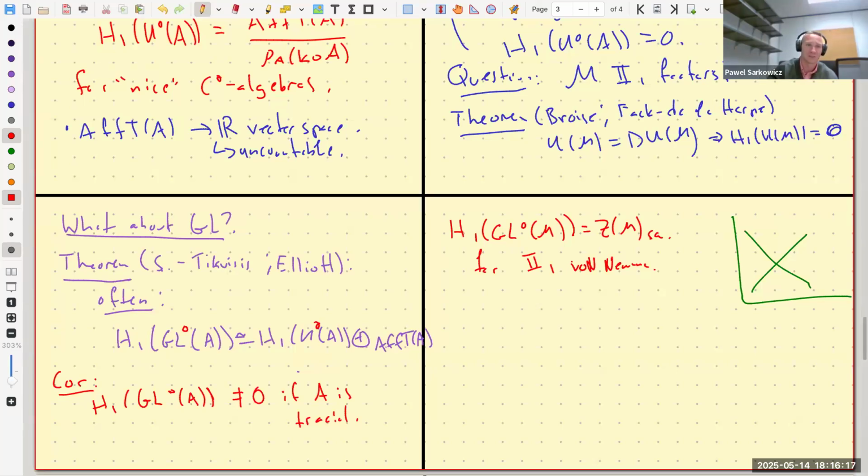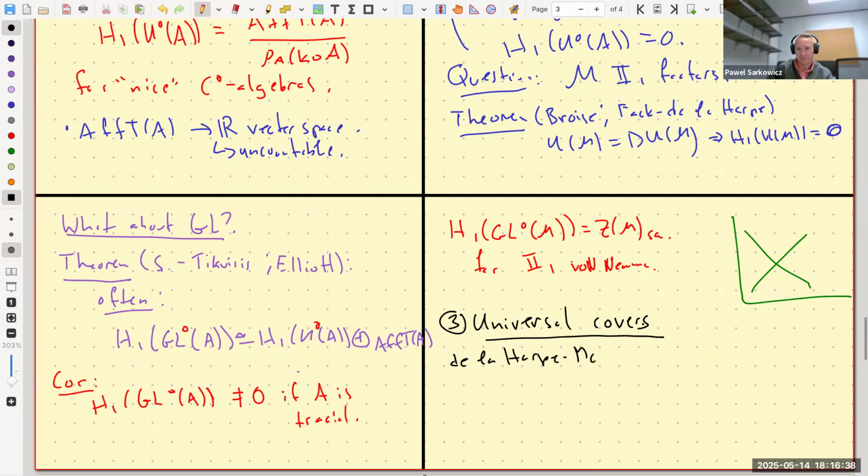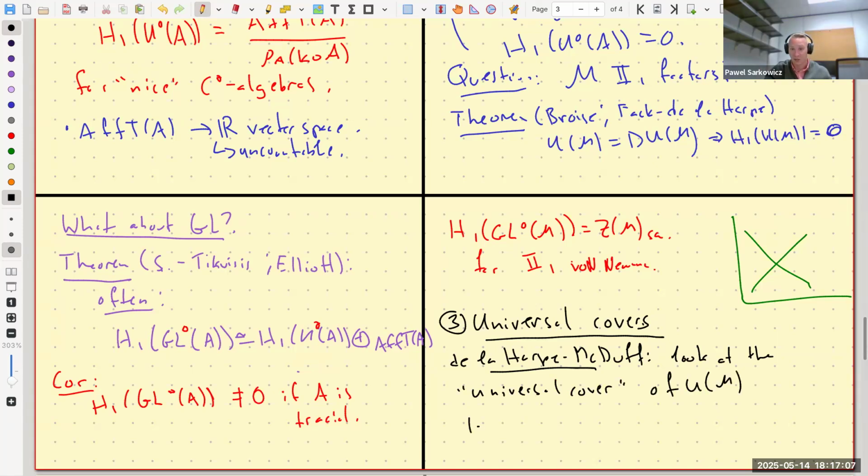So now I want to talk about these universal covering groups. So Pierre de la Harpe and Duff and McDuff, they kind of proposed this problem, which is actually, it doesn't quite come from them. It's around in the literature of if you have a nice topological group and you want to look at its second homology group, well, why not look at the universal cover? But look at the universal cover of U of M. So this fits into some central extension.